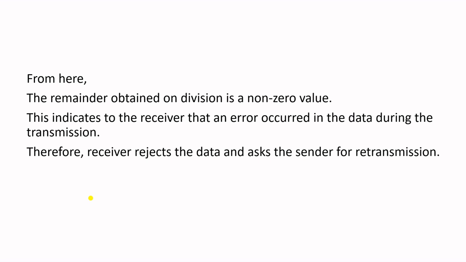So the remainder obtained on division is a non-zero value. This indicates to the receiver that an error occurred in the data during the transmission. Therefore, the receiver rejects the data and asks the sender for a retransmission. So I think you have understood the concept of CRC, and you can solve different examples. Thank you.